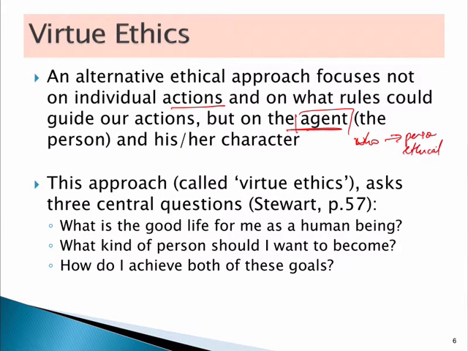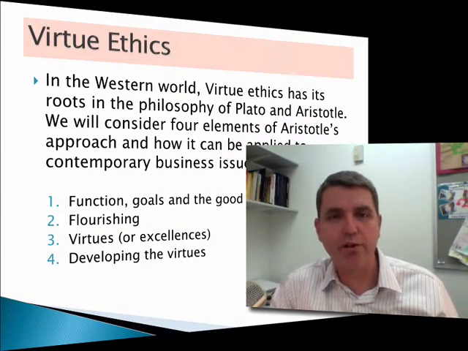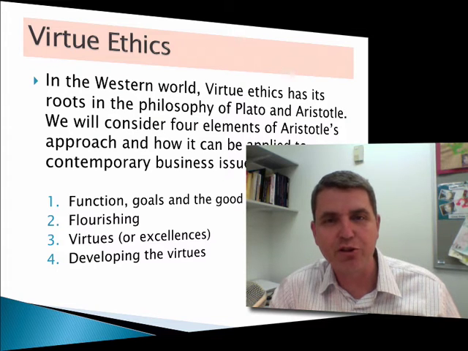And we can think about this in the first person. As a human being, what's a good life for me? What is a good life for a person? What person should I want to become if I'm going to have a good life? And how do I achieve this? They're really central questions to life and our overall happiness and our purpose in life. Virtue ethics goes back a long way to Plato and Aristotle and the ancient Greeks.